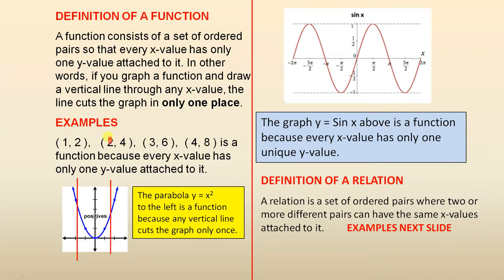Examples. Here we have 4 different points. Now, this set of points represents a function because every x value has only one y value attached to it. That's why it's a function. The parabola y equals x squared to the left is a function because any vertical line cuts the graph only once. I've just drawn 2 examples here of vertical lines. You can see they cut the graph only once, and that's why it's a function.